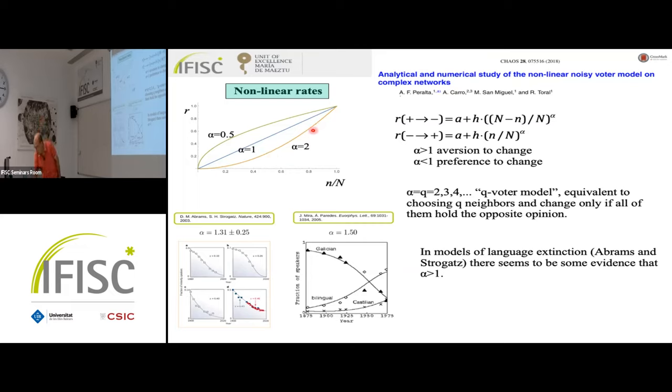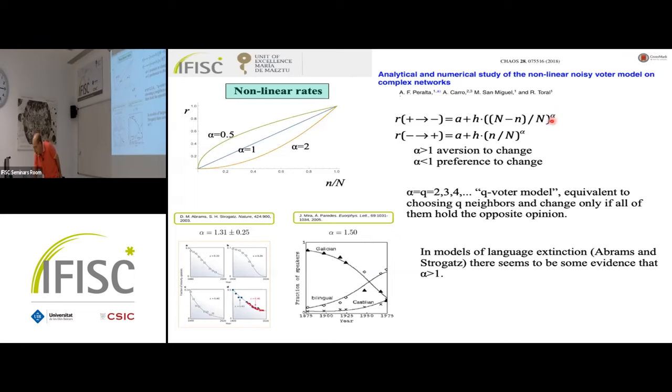This rate is smaller than the class of football. Although in some other cases, you might have some preference to change, which is not very normal, although there are cases in which this happens. What you have is that you like to change more than in the random case.